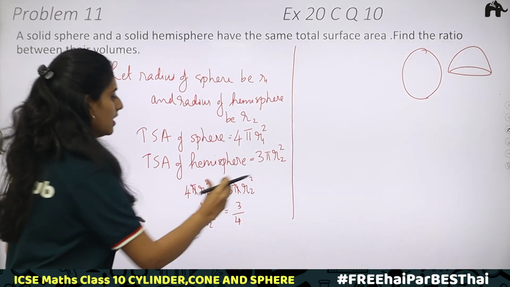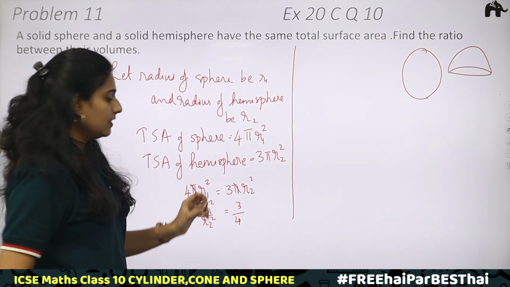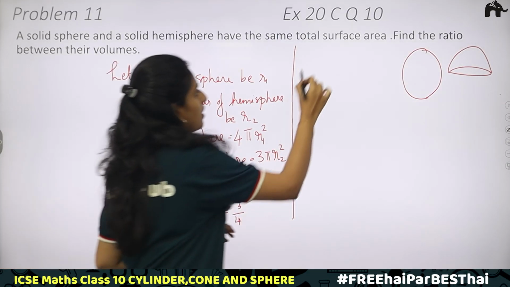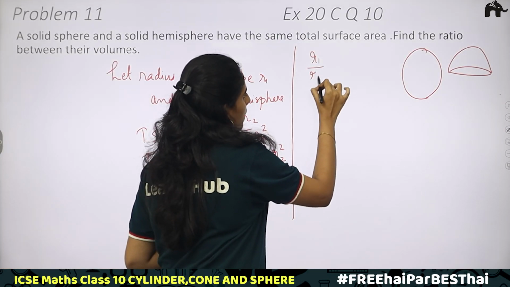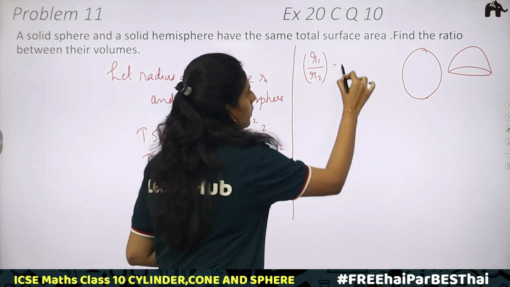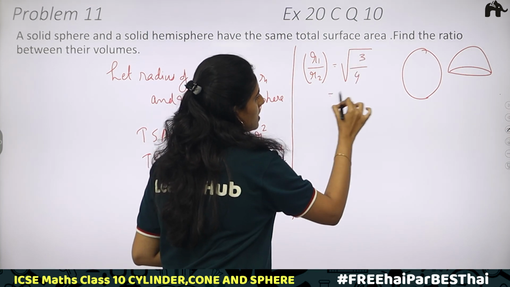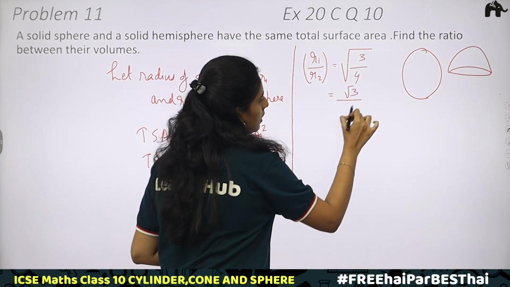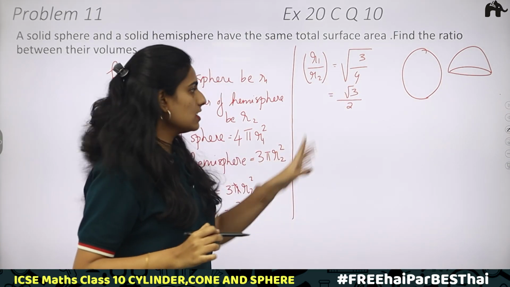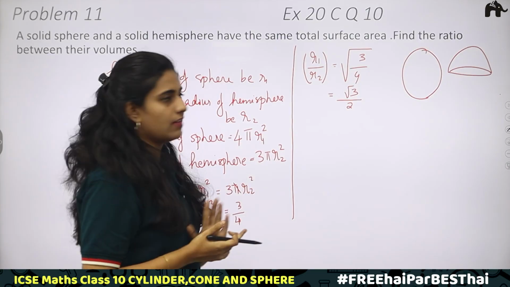Just taking R2 square to the left hand side and 4 to the right hand side. Then what is R1 by R2? R1 divided by R2 will be equal to the square root of 3 by 4, which is root 3 divided by 2. Root of 4 is 2. R1 by R2 is equal to root 3 divided by 2.